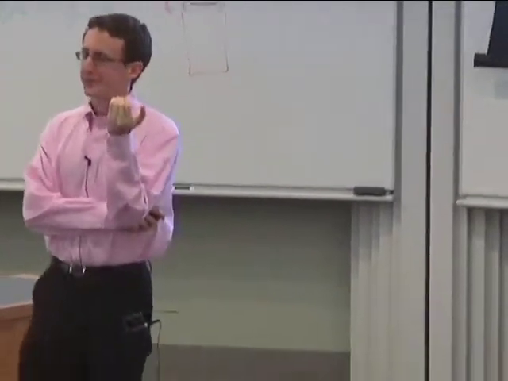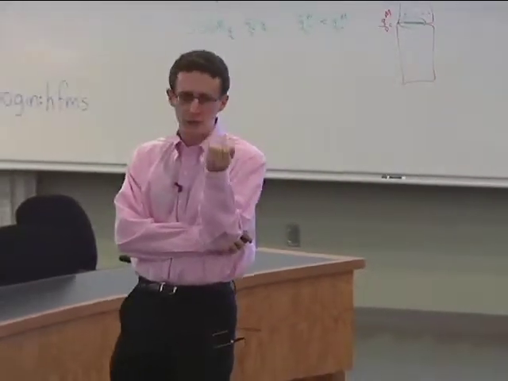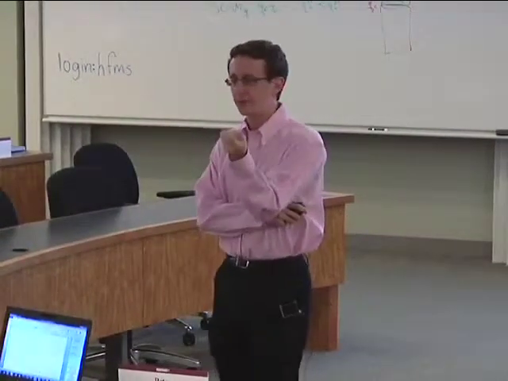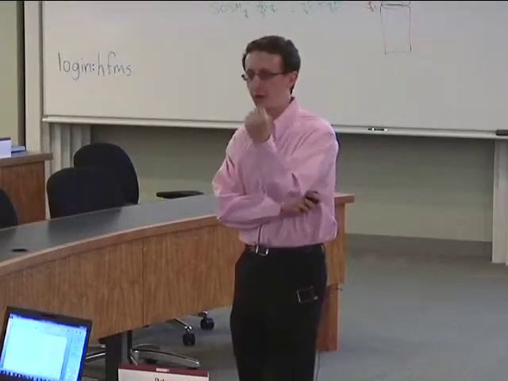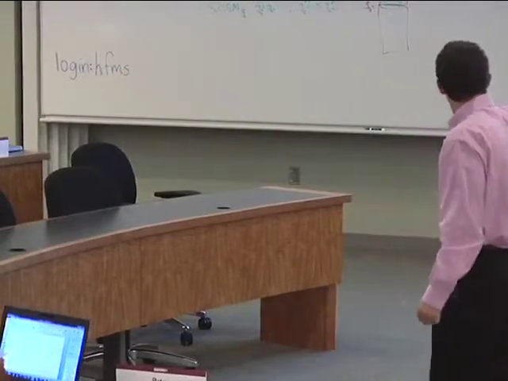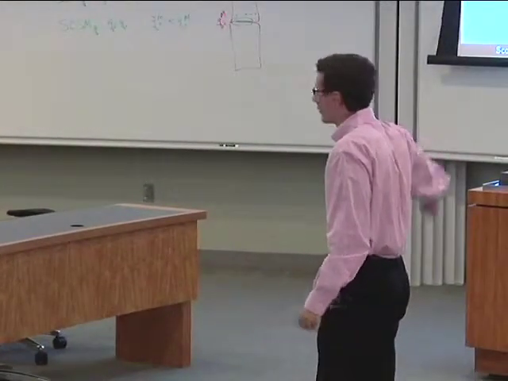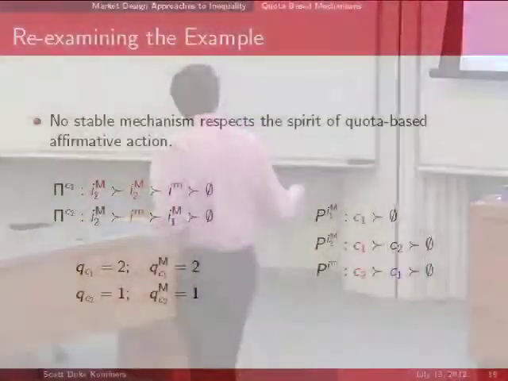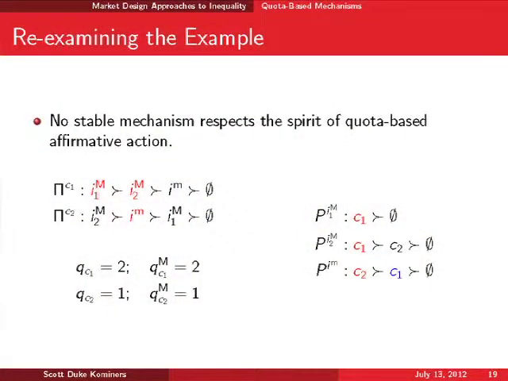But something's wrong here. You guys have already gotten to it, right? It's that the minority students are being forced to go to the good school. So what's happening? This is where the minority is going. He's going to school 1. We changed the quota. What we did is we kicked a majority student out of school 1. What's weird about this?